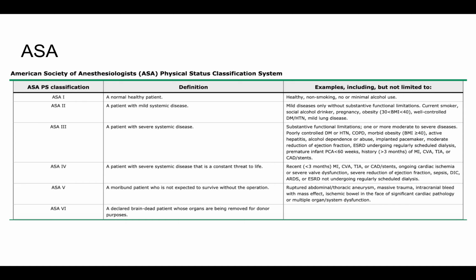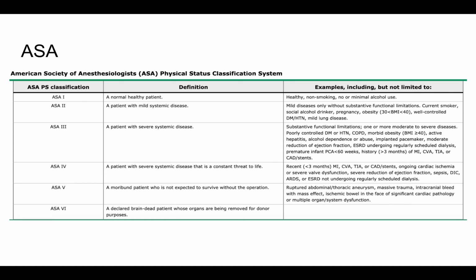ASA class 5 is a moribund patient who is not expected to survive without the operation. So these are patients that are going to die without operative intervention: ruptured AAA, massive trauma, intracranial bleeding with mass effect, ischemic bowel in the face of significant cardiac pathology or multiple organ system dysfunction. And then ASA class 6 is a patient who's declared brain dead and who we are operating on. His organs are being removed for donor purposes. So that's the only time you'll hear of an ASA class 6, but that's what that is.